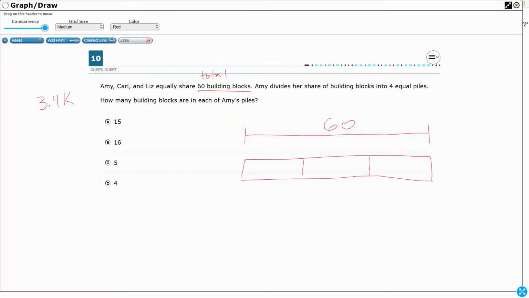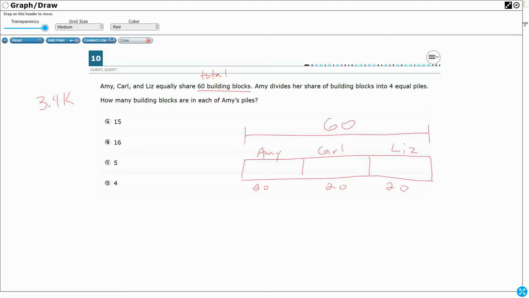All right, so I'm going to do Amy, I'm going to do Carl, and I'm going to do Liz. I'm not going to write in there in case I need to do something with it, but I could do 60 divided by 3, right? That's going to be 20, 20, 20, 20, 40, 60.